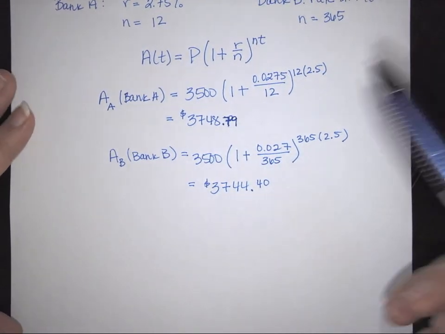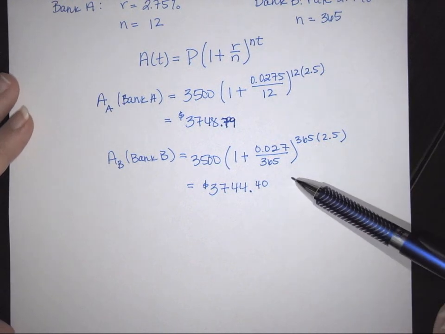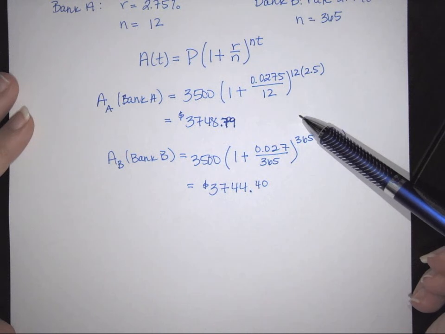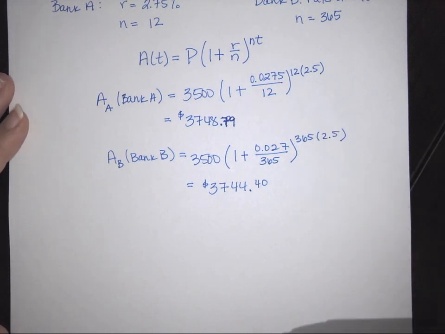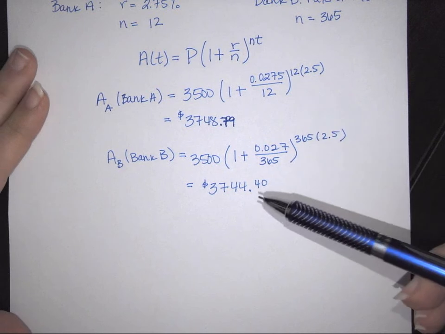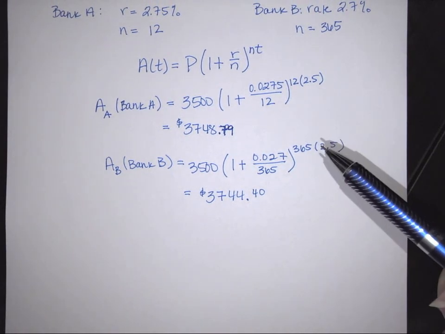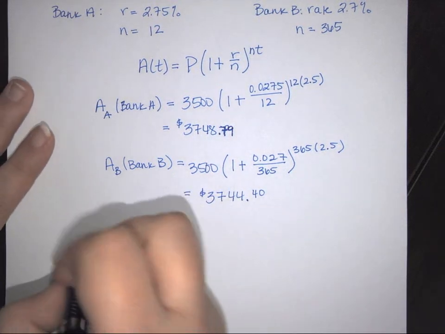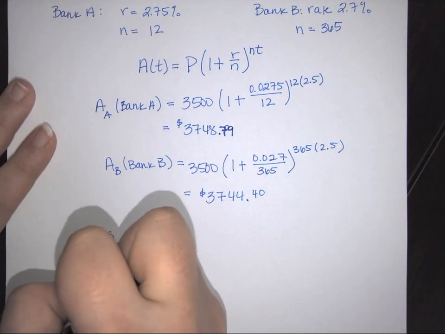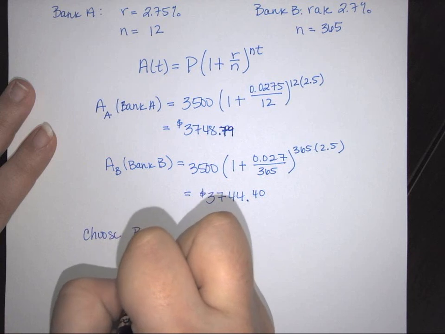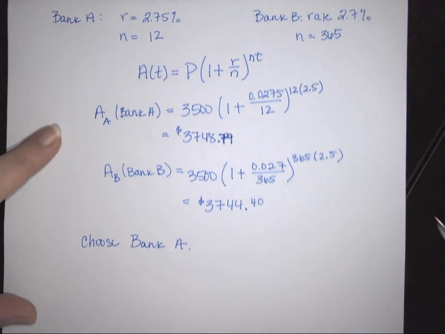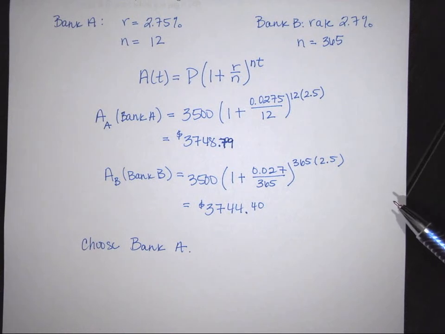So if we look at the two banks, even though the second bank is compounding every day, the first bank, or Bank A, is actually the better bank to bank at. And that comes from even the smallest amount of percentage is going to make a big difference in the long run. So here you would want to choose Bank A, or the bank that uses the 2.75% compounding monthly. Okay?